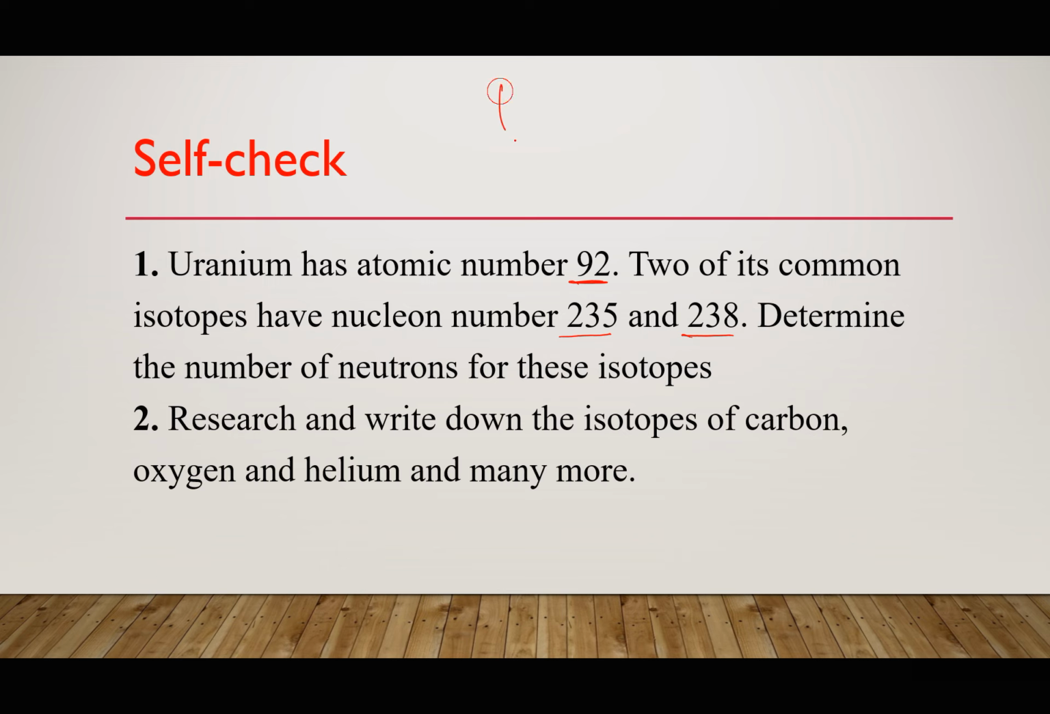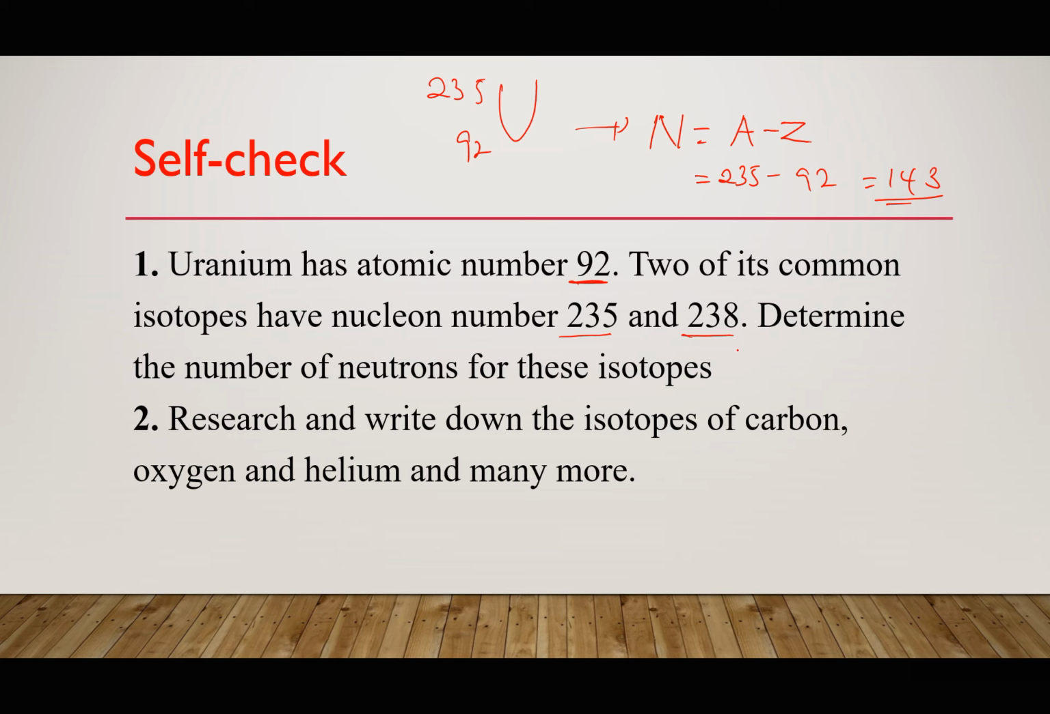So we have uranium U-238 and U-235, with 92 protons. This one has 92 protons and 235 nucleons. So the number of neutrons is going to be the number of nucleons minus the number of protons. That is 235 minus 92, which is 143.